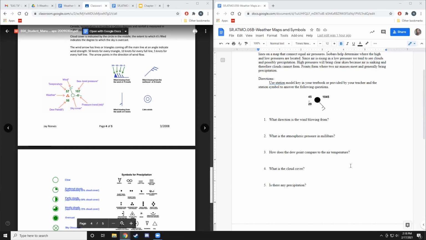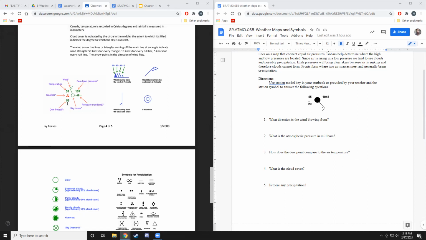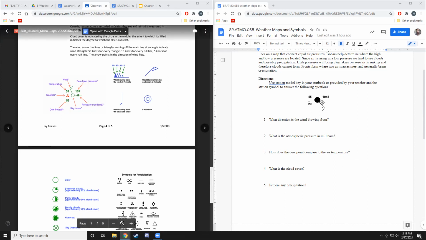Number three is asking us, how does the dew point compare to the air temperature? So this is asking us about two numbers. So to go back here, the temperature is the upper left, the dew point is the lower left. So the temperature in this case is 45 degrees. If we look down to bottom left, the dew point is 29 degrees. So we can see that the dew point is 16 degrees lower than temperature. So you put that it's 16, or the difference is 16. You could just say 16 degrees lower, something like that. Okay.